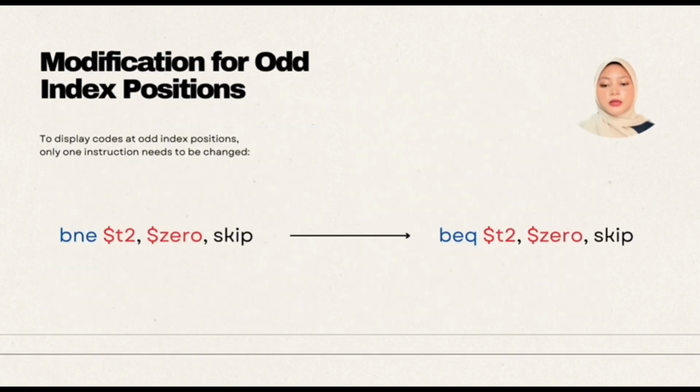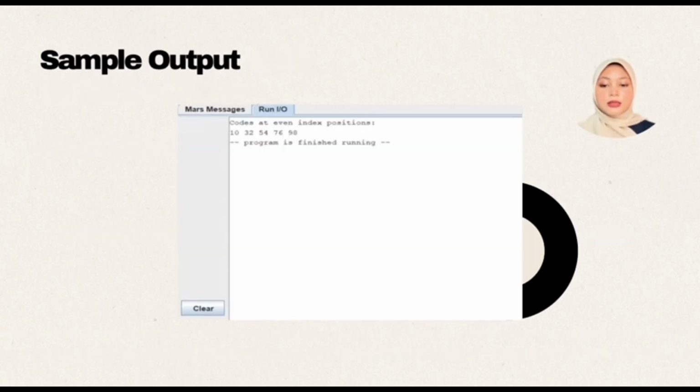To display codes at odd index positions, only one instruction needs to be modified. The instruction BNE T2 0 skip is changed to BEQ T2 0 skip. This small change demonstrates how branching conditions can alter program behavior efficiently. This output shows the security codes displayed based on even index positions. When the condition is changed, the output correctly displays codes at odd index positions. This confirms that the feature works correctly as intended.